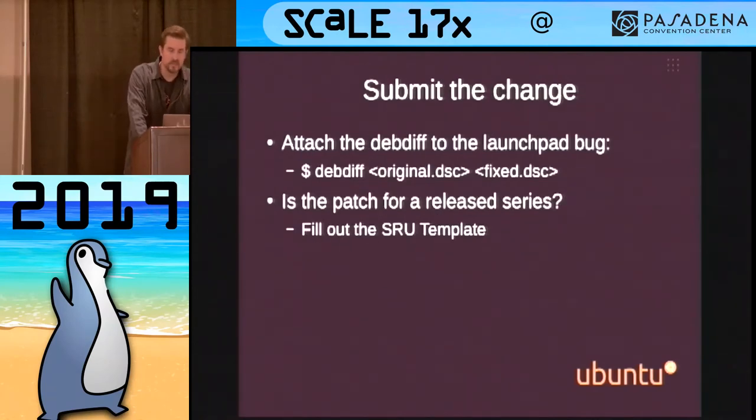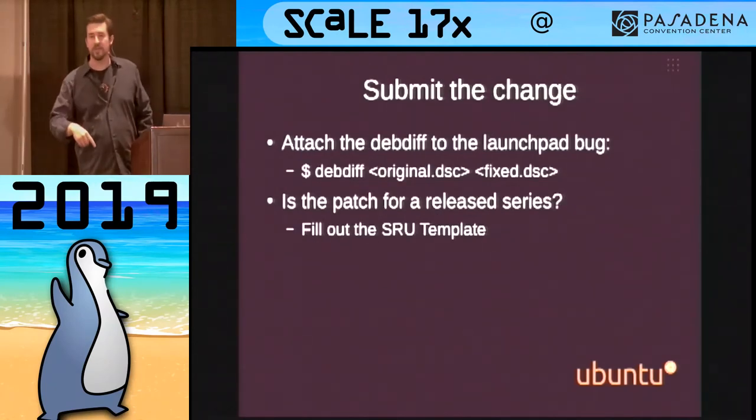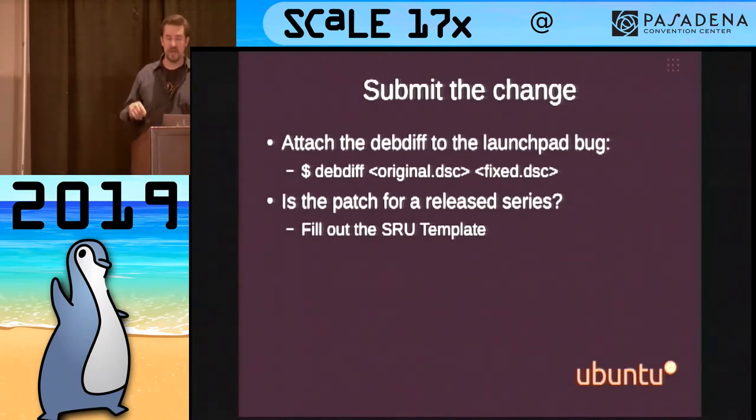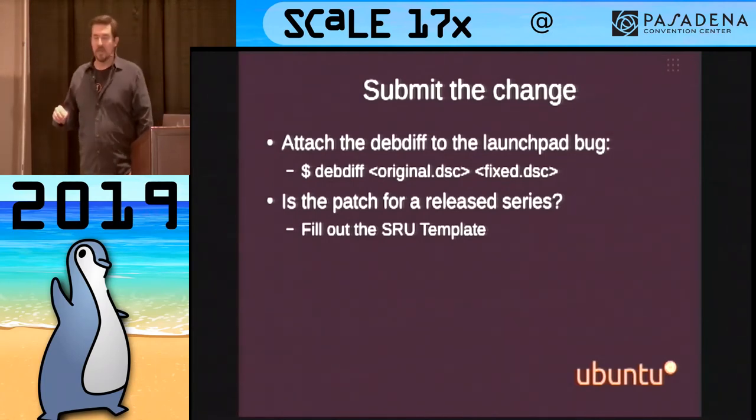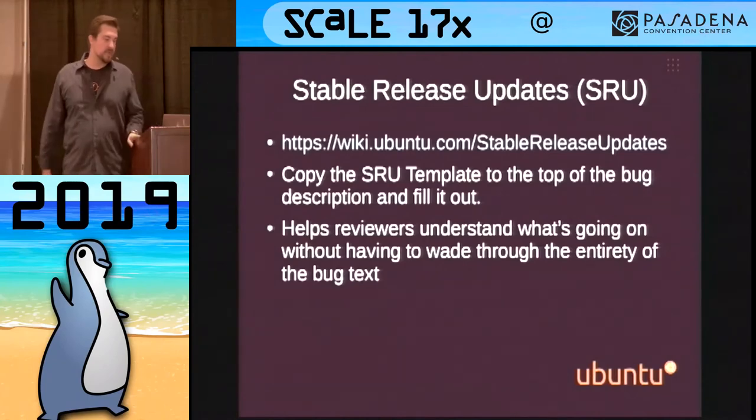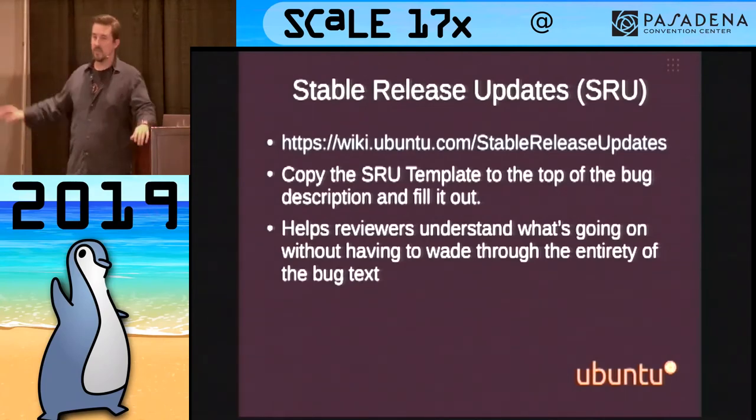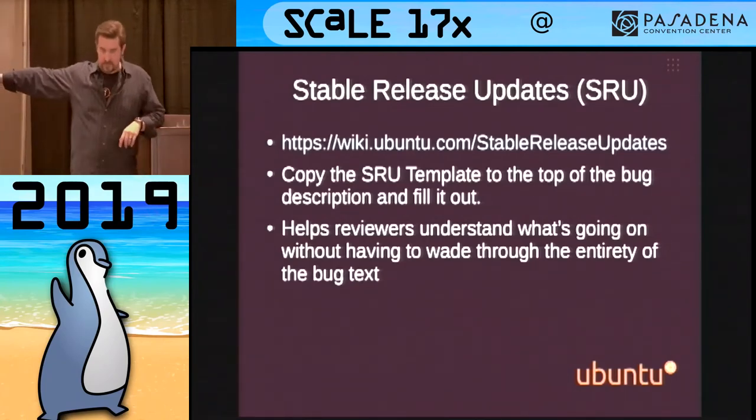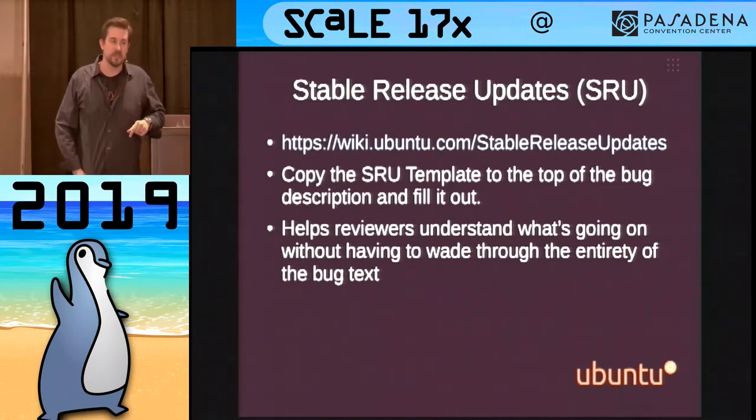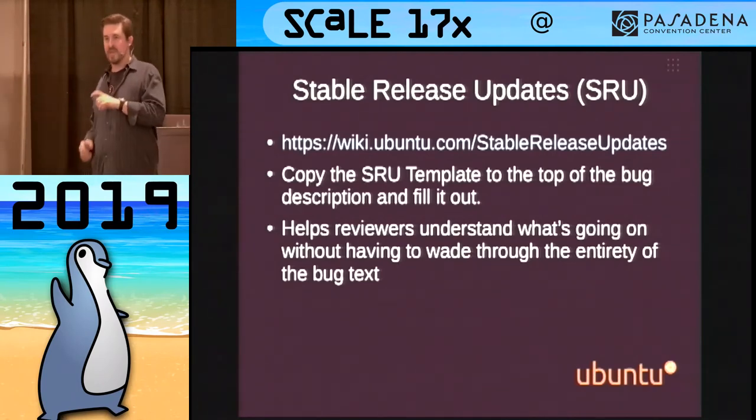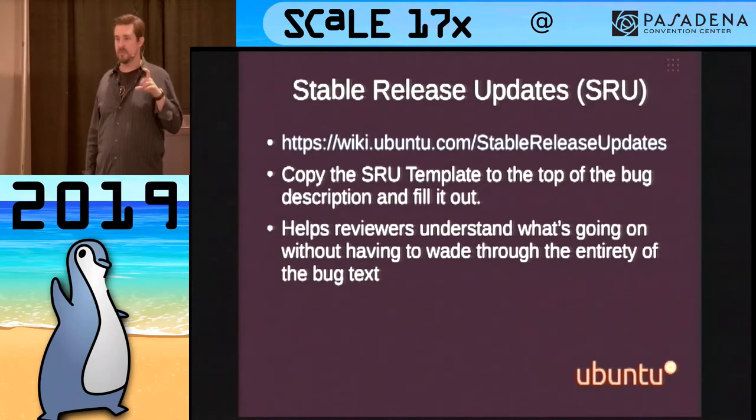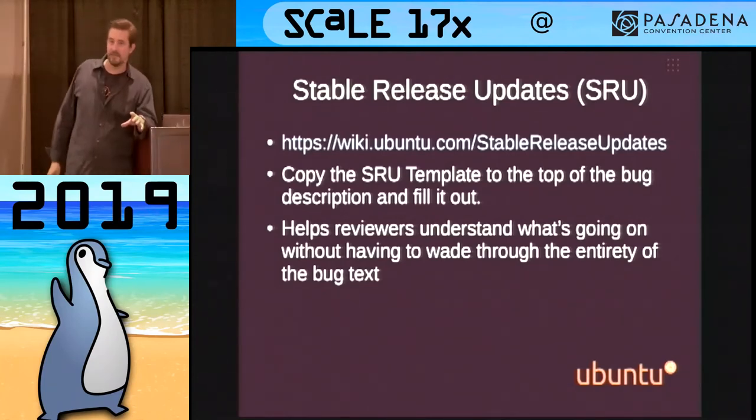All right, now the next thing to do is once you've uploaded your dev diffs onto Launchpad, you're going to have to fill out what is called an SRU template. SRU stands for Stable Release Updates. This is the wiki page you're going to want to look at in order to grab the template for the stable release updates. And you're going to copy and paste that template into the top of your Launchpad bug. Okay? Everyone follow that? I think I've been talking for a while.